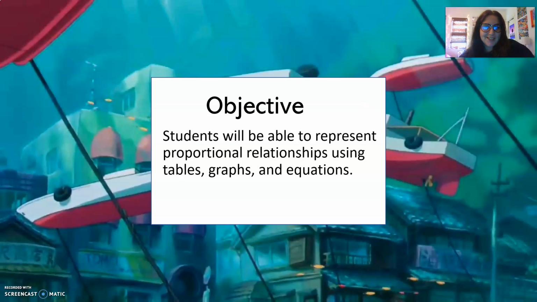So the objective today is students will be able to represent proportional relationships using tables, graphs, and equations. So we'll see how to get a relationship from a table, a graph, and an equation.